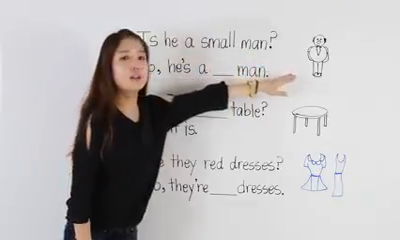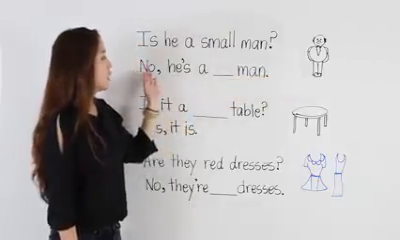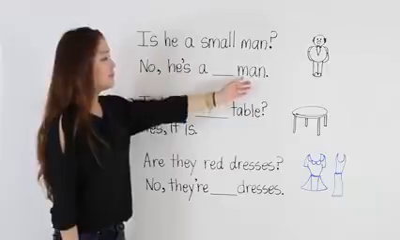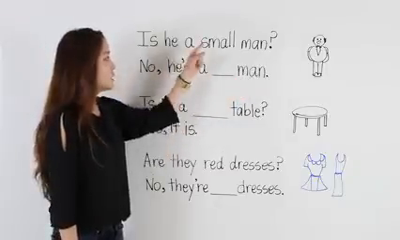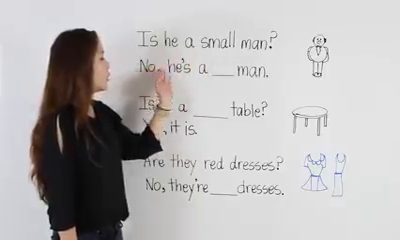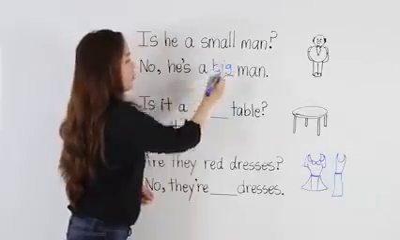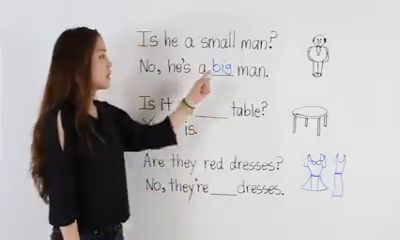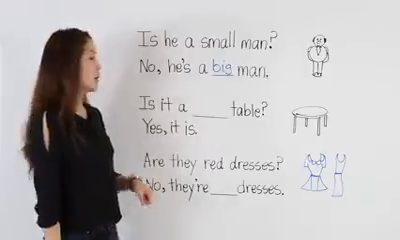Well, let's take a look at this picture. The answer is no. He's a man. We need another adjective. He's not a small man, so we have to say no, he's a big man. Okay, we're going to use the adjective big.